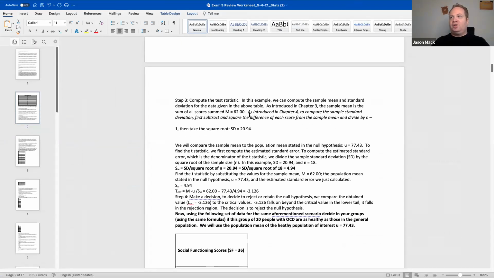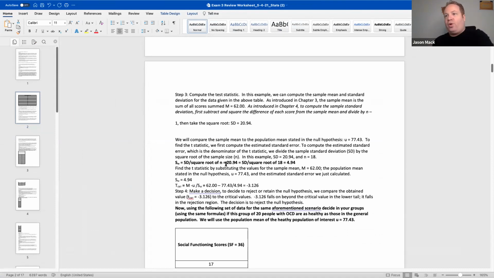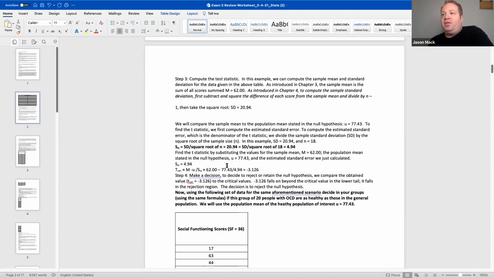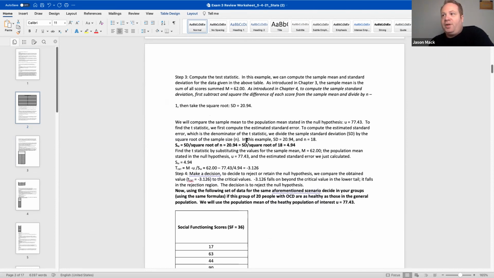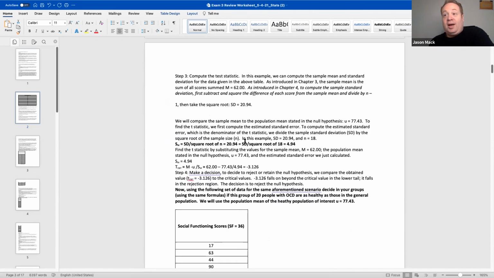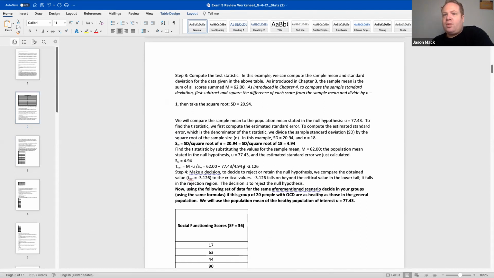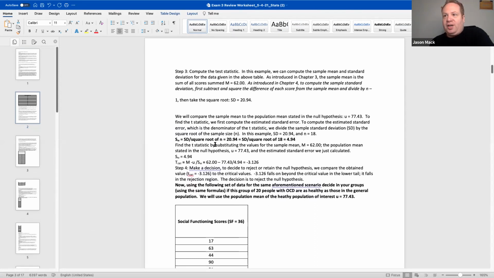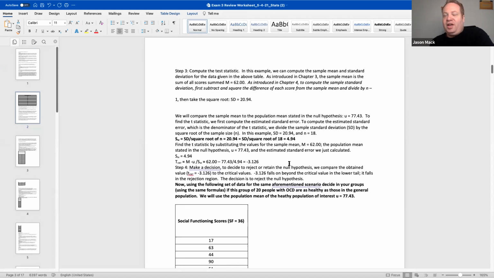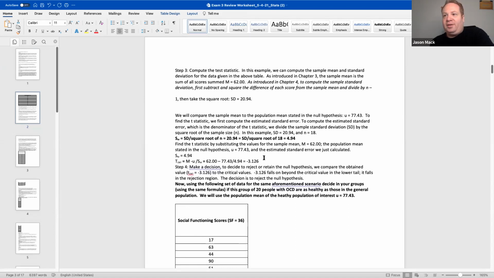So just think about the steps, and then we'll do the steps together on the other problems here, okay? We compute the standard deviation: subtract and square the difference of each score from the sample mean, then divide by n-1, and then take the square root, which is your 20.94. We will then compare the sample mean to the population mean stated in the null hypothesis, 77.43. To find the t-statistic, we first compute the estimated standard error. To compute the estimated standard error, which is the denominator of the t-statistic, we divide the sample standard deviation, SD, by the square root of the sample size, n. In this sample, the standard deviation is equal to 20.94 and n is equal to 18.